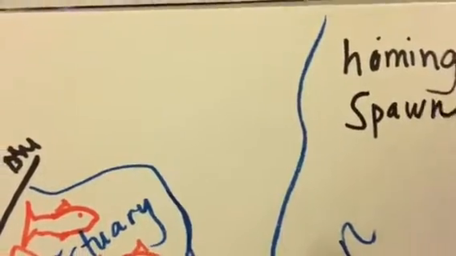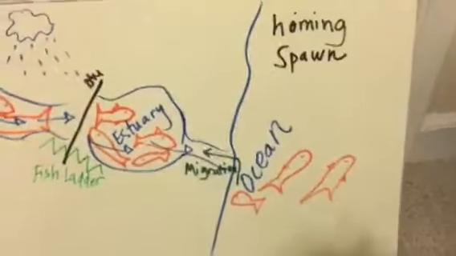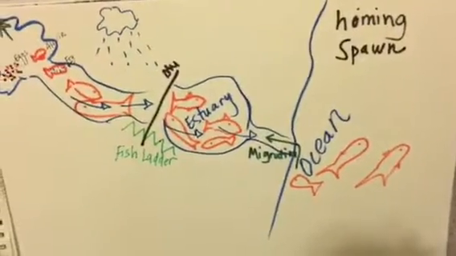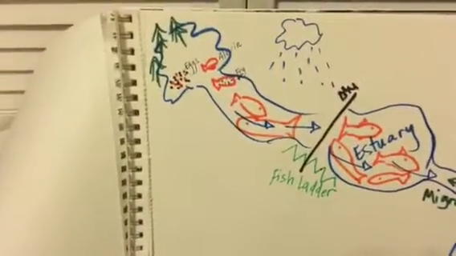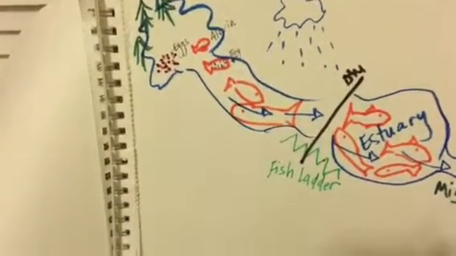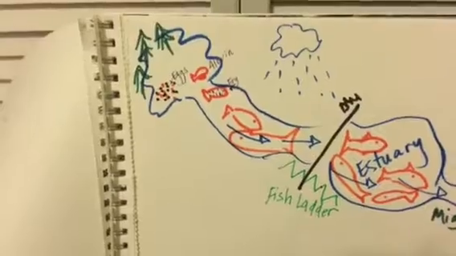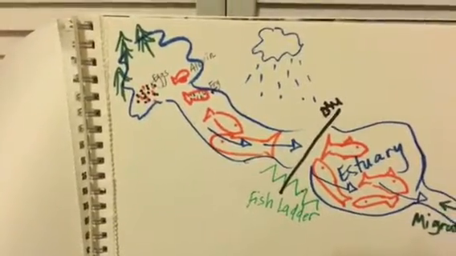What does spawn mean? Does anybody know what spawn means? And spawn means to go back to lay their eggs, and the males will then fertilize the eggs so that they will then start a new cycle of salmon. Let's continue.